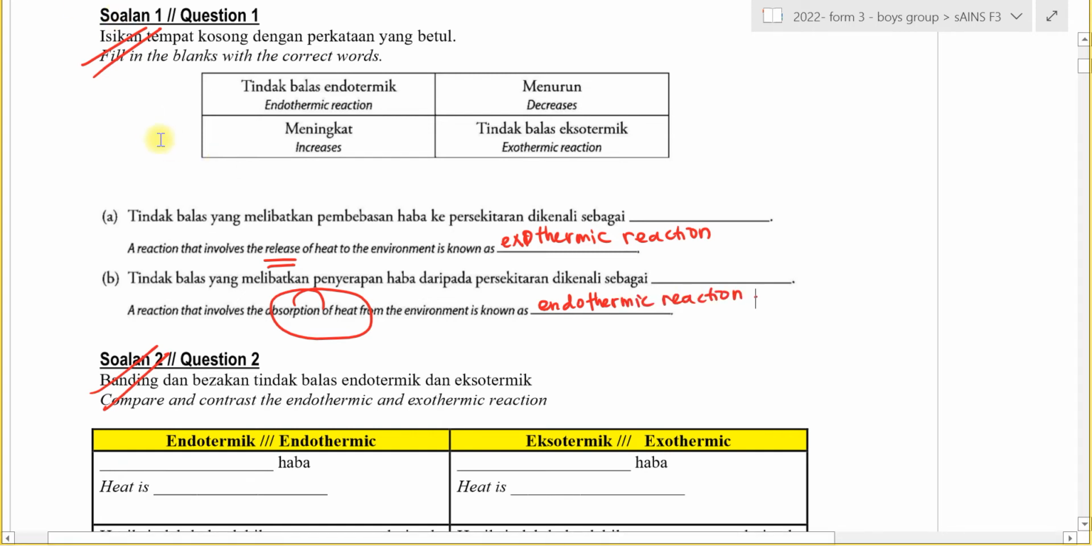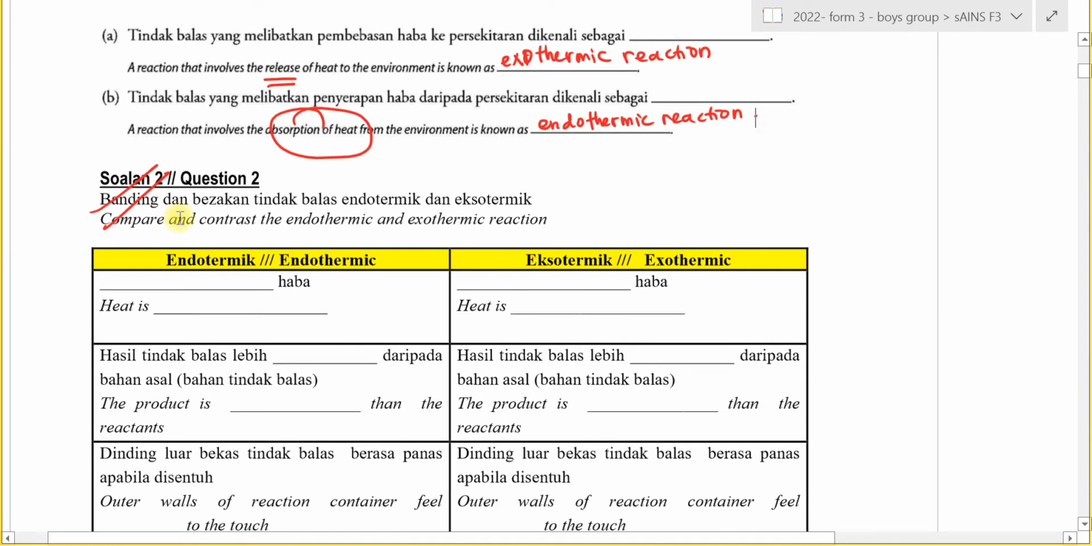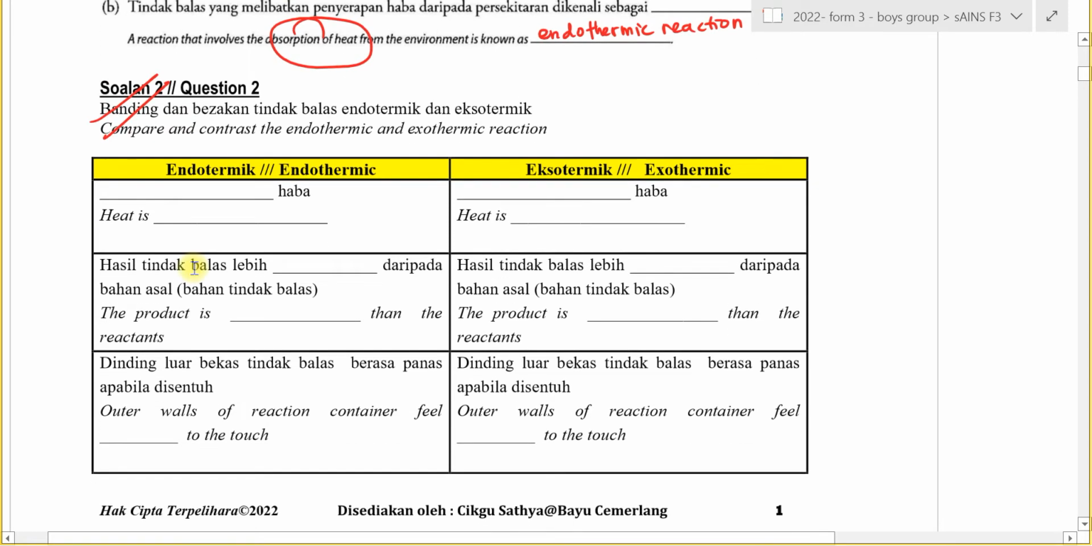Okay. Question number 2, Ishwar. Compare and contrast the endothermic and exothermic reaction. Heat is absorbed for the endothermic. For exo, heat is released. Okay. Second one.